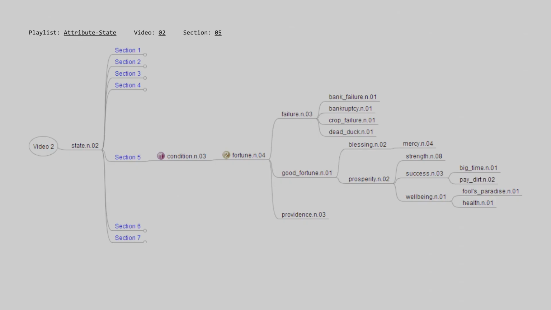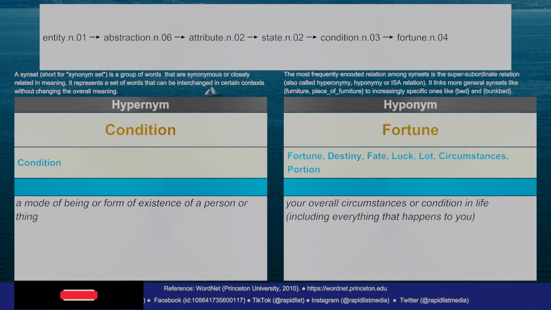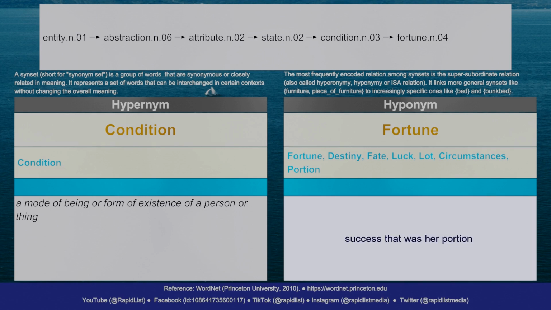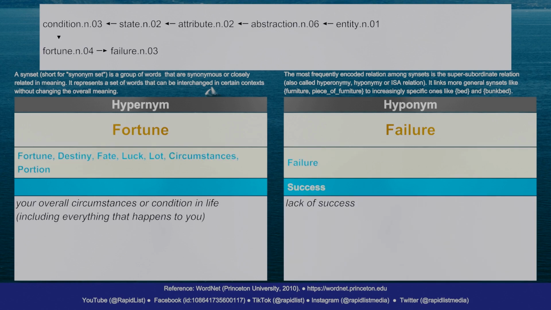Section 5. In this section, we will explore fortune, or your overall condition in life. Fortune. Your overall circumstances or condition in life, including everything that happens to you. Success that was her portion. Failure. Lack of success. He felt that his entire life had been a failure.